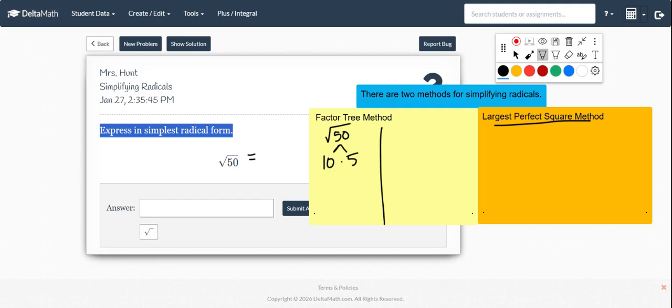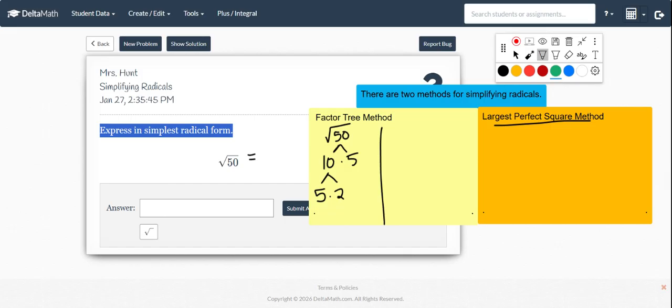5 is a prime number, so you stop here. 10, though, can be broken down into 5 times 2. Those are both primes as well. So we're done breaking it down because I've landed on prime numbers. All of these are prime. In fact, 5 times 2 times 5 is 50. Every single number is a product of prime numbers. So this method will always work.